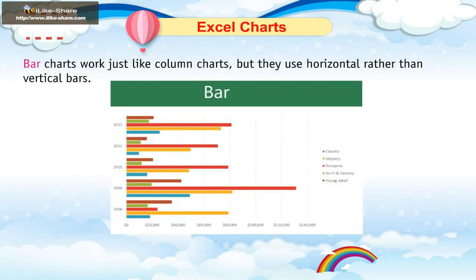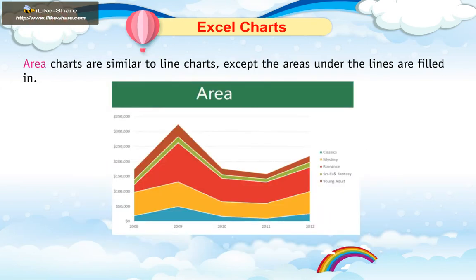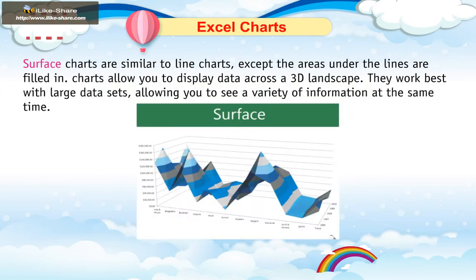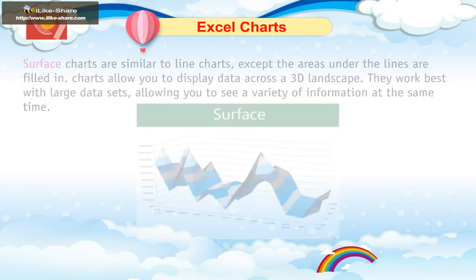Bar charts work just like column charts, but they use horizontal rather than vertical bars. Area charts. Area charts are similar to line charts, except the areas under the lines are filled in. Surface charts. Surface charts allow you to display data across a 3D landscape. They work best with large data sets, allowing you to see a variety of information at the same time.